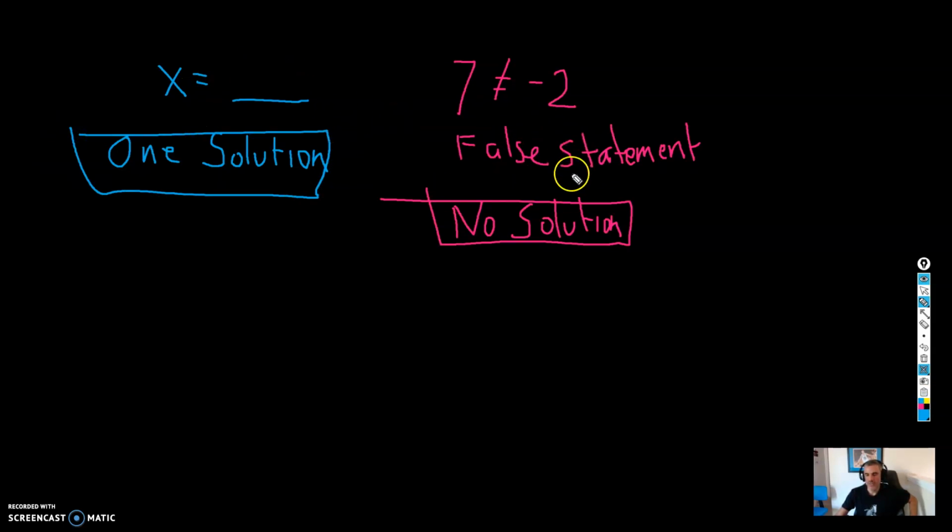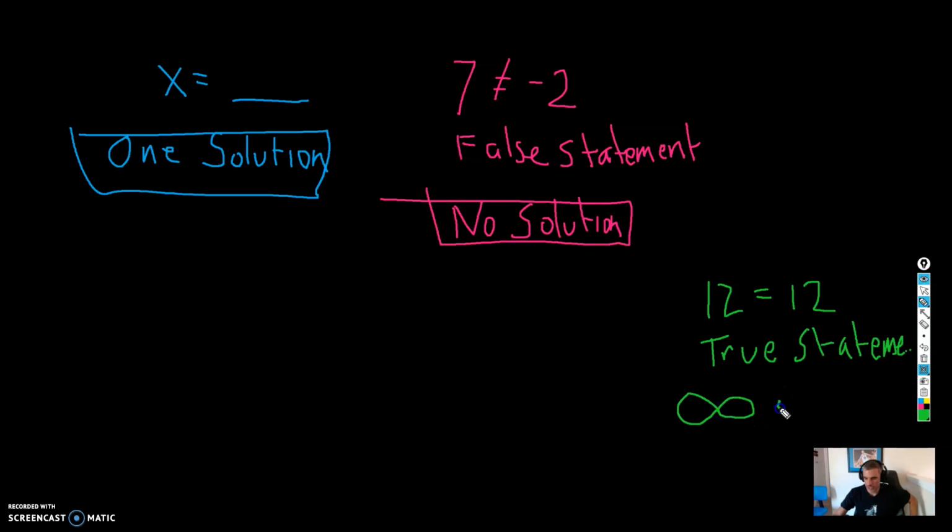If you get a false statement, this is no solution, and I didn't leave myself a lot of room here, but if you end up with a true statement, 12 equals 12, right? This is called a true statement. If you end up with something like this, I'm out of room there, I'm just going to put ... then you have infinite solutions. That means any number will work.